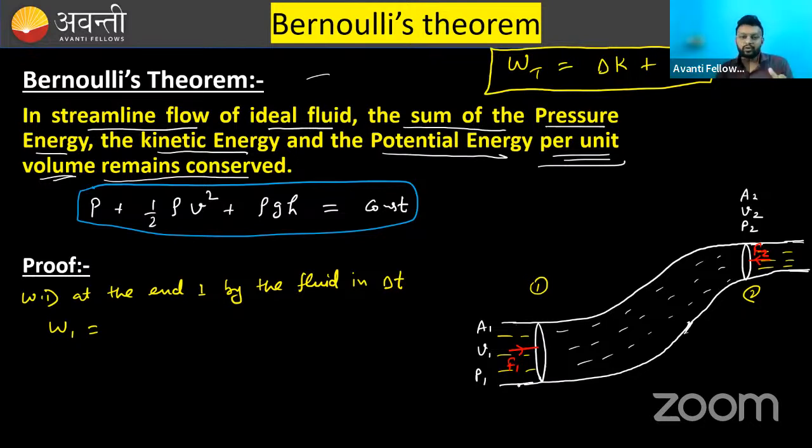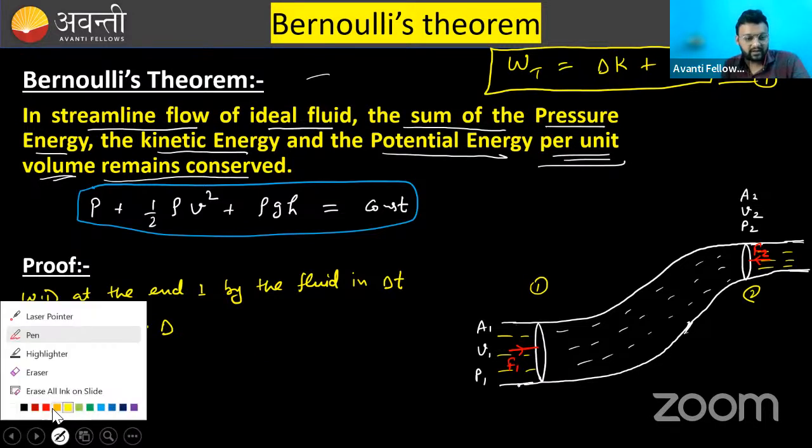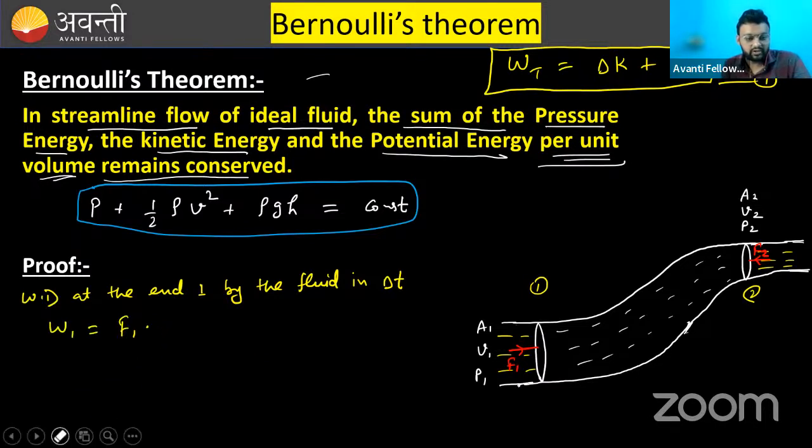So for that, I'm going to calculate the total work done. Then I will calculate the change in kinetic energy. Then I will calculate the change in potential energy. And we will put it in equation number, let's suppose, equation number 1. So work done at the end 1 by the fluid in time delta t is nothing but force into displacement. F1 into displacement.